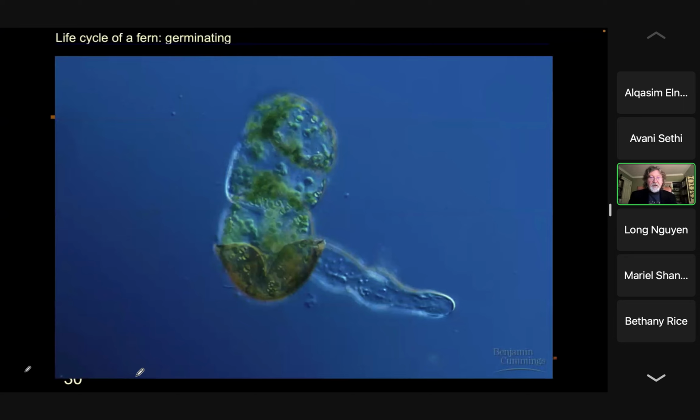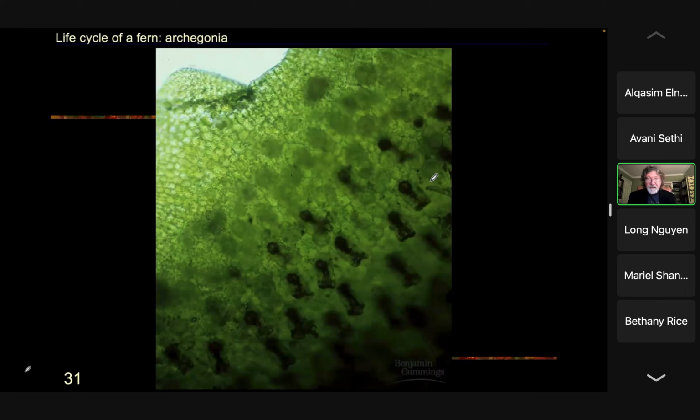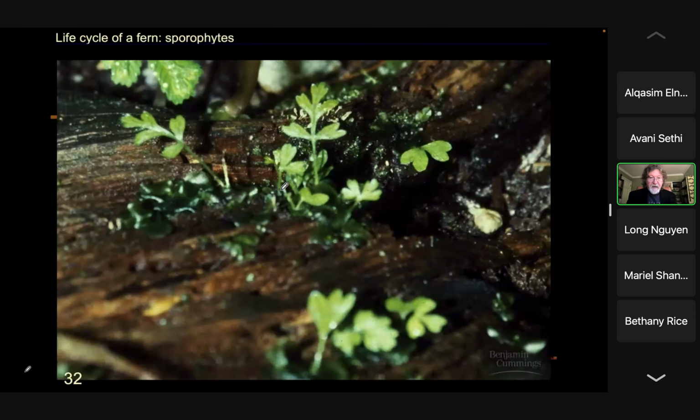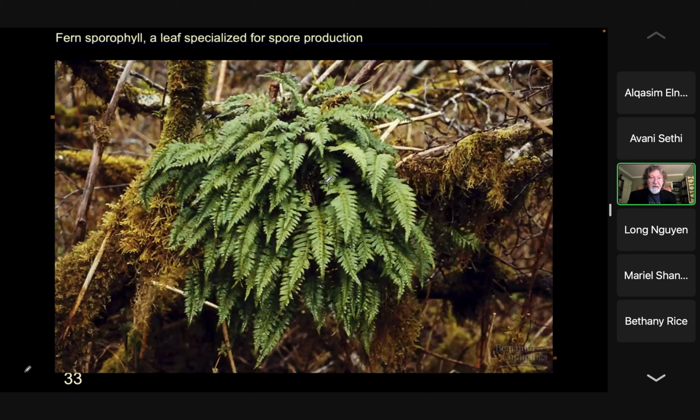So this here is showing a germinating spore. This is a close-up of archegonia. You really can't see the egg too much in these. It's hard to tell the early zygote, early embryo, and so forth. And these are immature sporophytes growing up, and then the mature sporophyte. Okay.